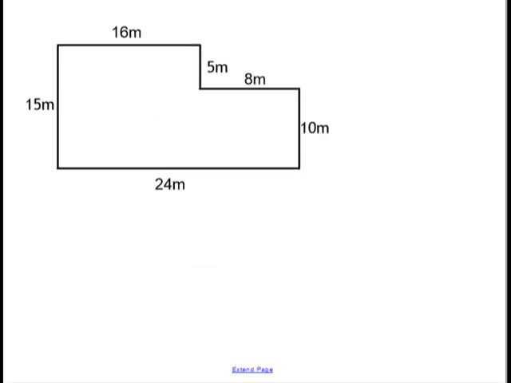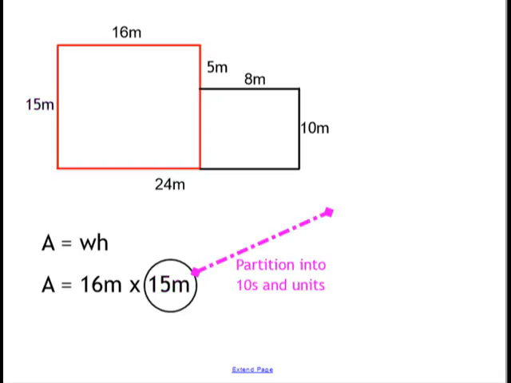Let's try another one. Now our first job is to split the shape into two smaller rectangles. I can go down here again, and there are my two rectangles. So the area of my left hand one is area is width times height. My width is 16 metres, my height is 15 metres.